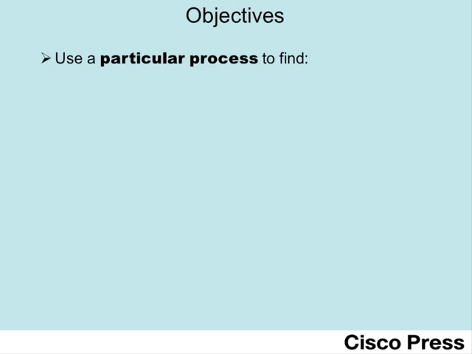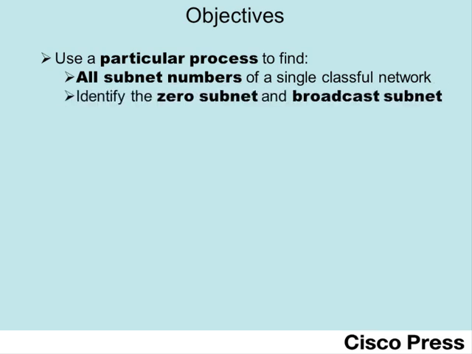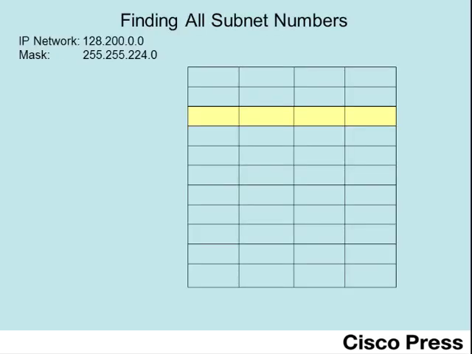We'll find all the subnet numbers of a single classful network in this process, and we'll identify the zero subnet, which is the numerically lowest subnet, and the broadcast subnet, which is the numerically highest subnet. So let's jump right into this example.